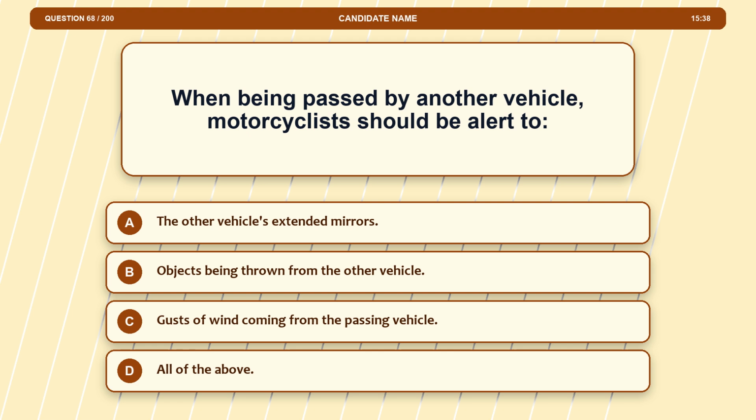Question 68. When being passed by another vehicle, motorcyclists should be alert to: Option A. The other vehicle's extended mirrors. Option B. Objects being thrown from the other vehicle. Option C. Gusts of wind coming from the passing vehicle. Option D. All of the above.